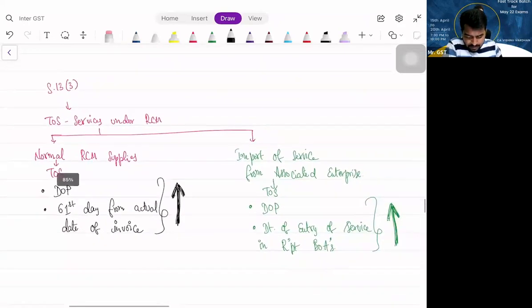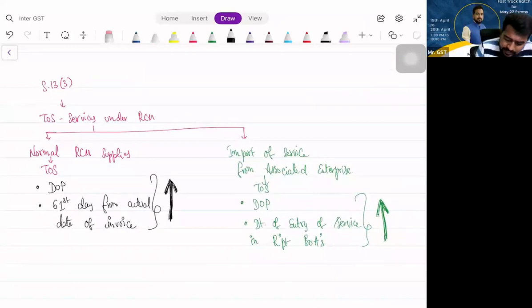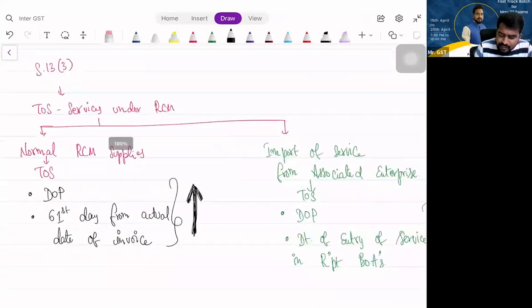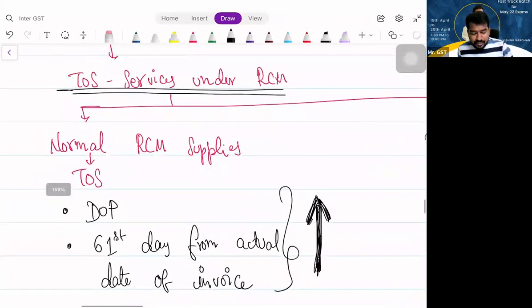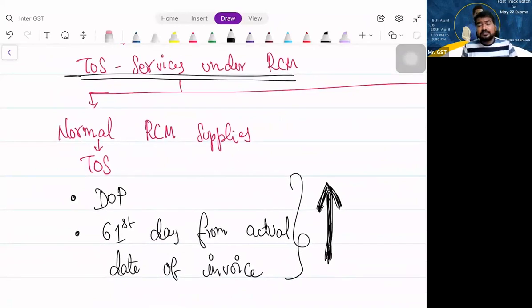Take a screenshot. What is 13 subsection 3? 13 subsection 3 is the time of supply for services covered under RCM. What is the time of supply for services covered under RCM? Date of payment or the 61st day from the date of invoice, whichever is earlier. Is that clear? Yes, sir.